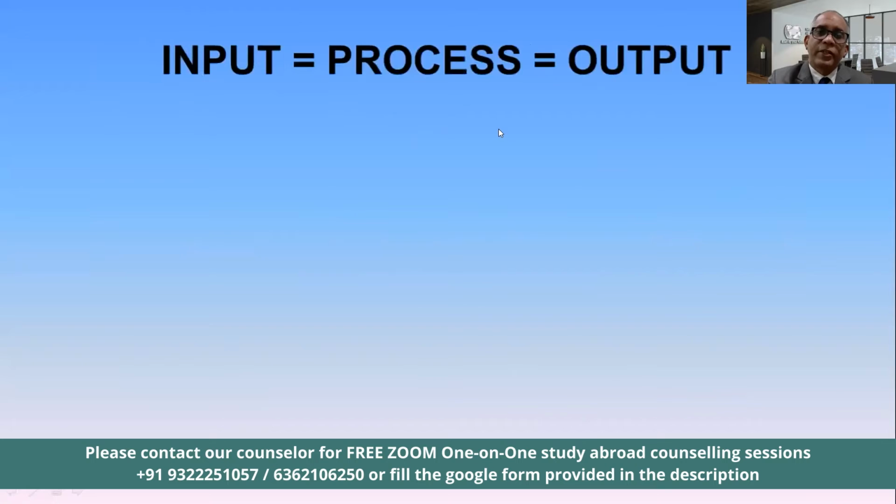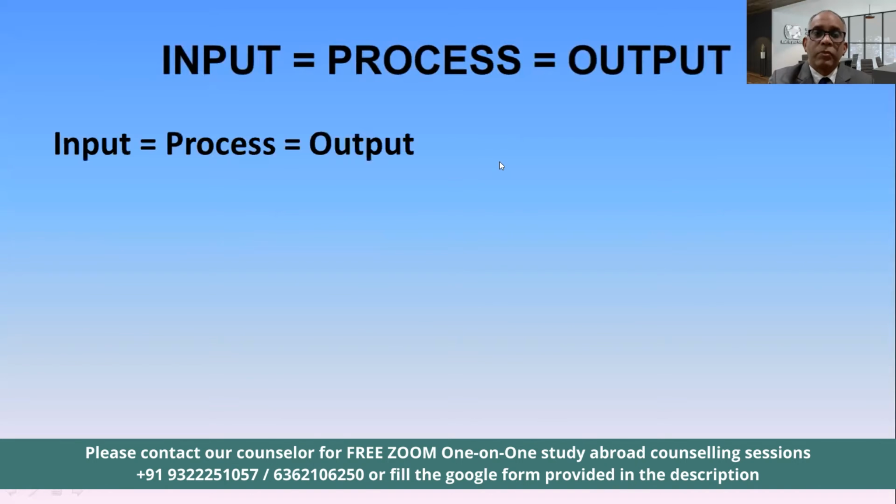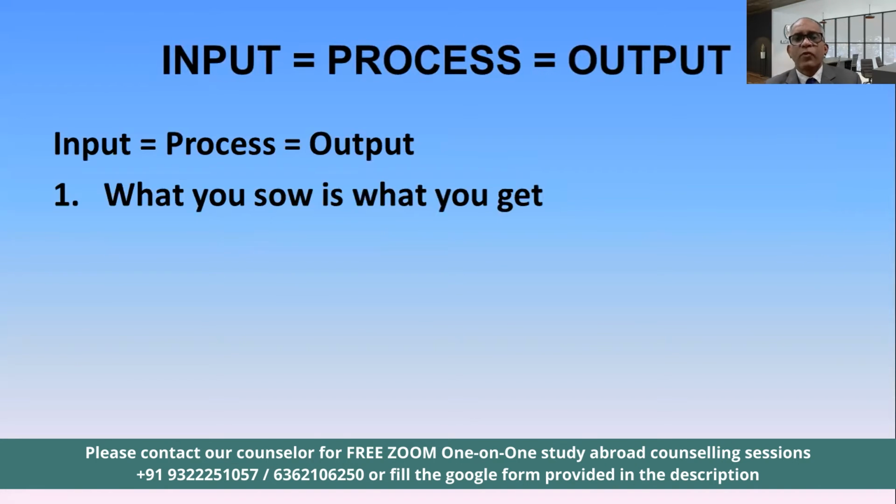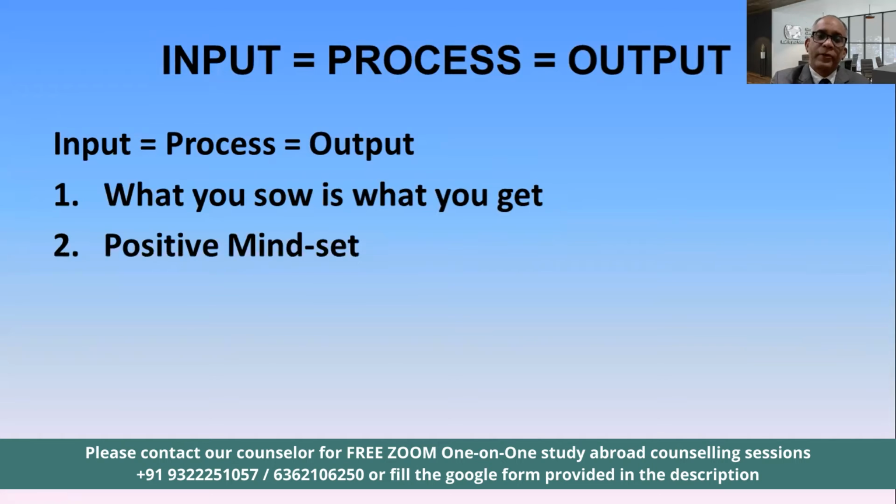Now let's understand it further. First, we have to understand that what you sow is what you get. So a child becomes a terrorist because when he was small, he was fed with hatred. He becomes so negative that he is ready to kill himself to destroy or to kill somebody else. So what you sow is what you get. A positive mindset is important for the process to get a positive output.